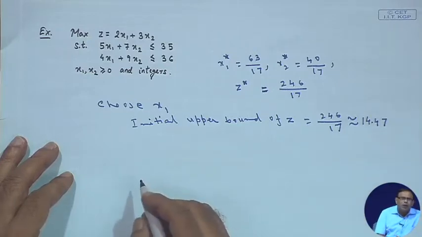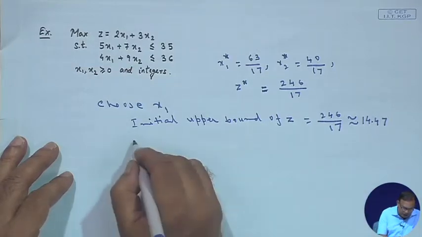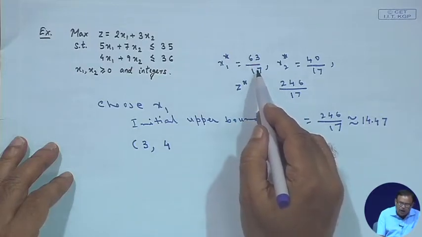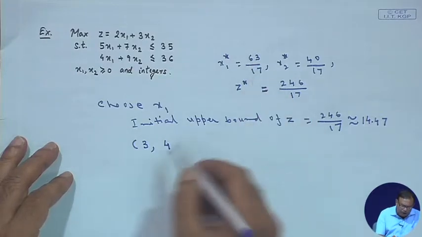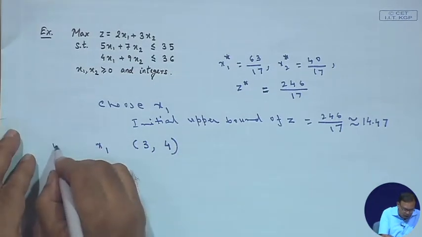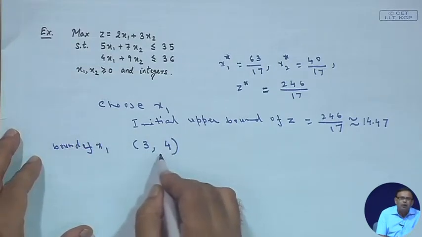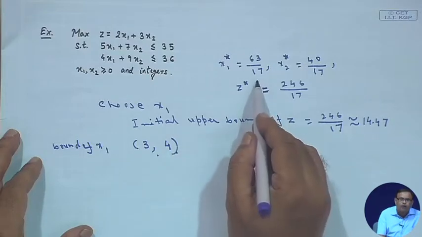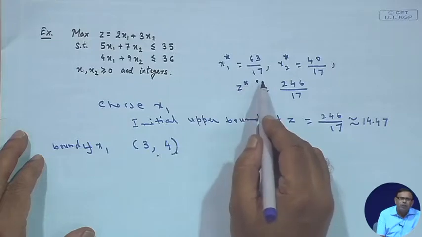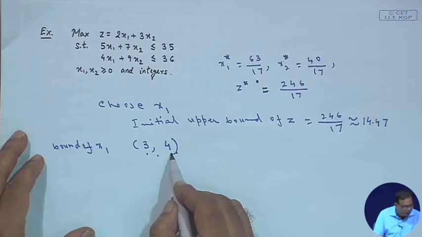Now, similarly, the bound of x1: your x1 is 3 point something. I got this from the value 63 by 17, which is 3 point something. So, the lower bound of x1 is 3 and the upper bound of x1 is 4.